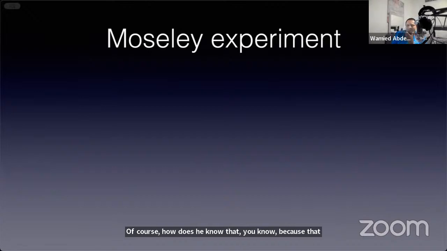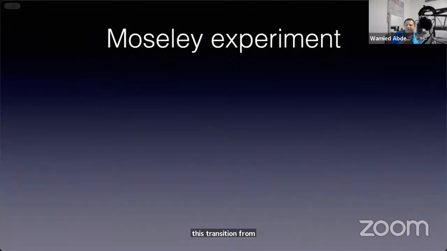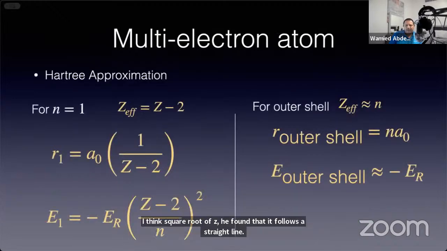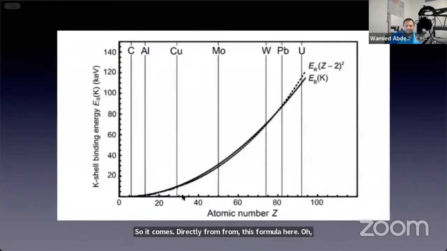Remember, when we have an ionization in the K orbit, a K electron, we have a vacancy there. So the longest wavelength, or the lowest energy, is going to be given by the transition from n equals 2 to n equals 1. He collected the data for this transition, and when he plotted this data as a function of, I think, the square root of Z, he found it follows a straight line. So it comes directly from this formula here, or from the energies.